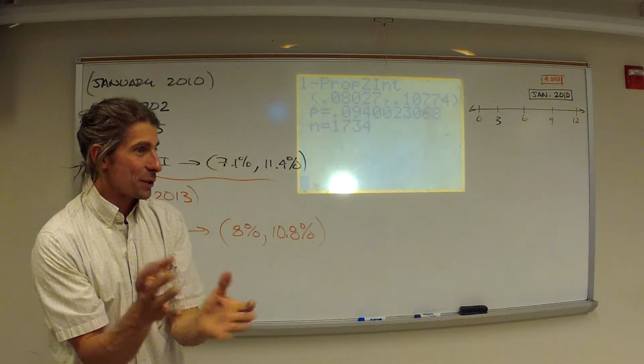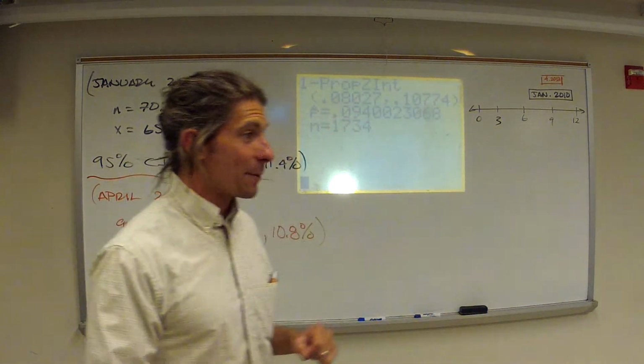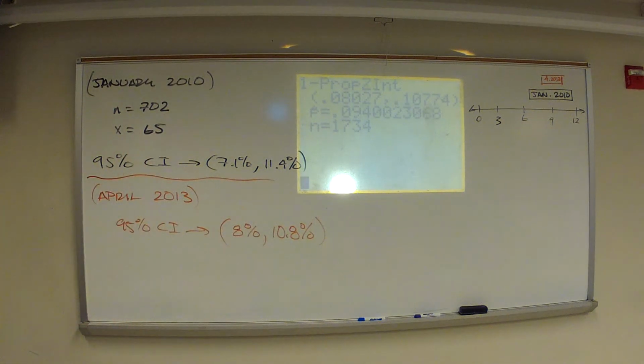In April 2013, based on my random sample, I am 95% confident that between 8 and 10.8% of homes are in foreclosure. So, could we make the claim that there is a different number of houses in foreclosure now than there were in 2010? No, because it looks like we can't tell. Could there be a lower percentage rate now than in 2010? Yes. Could there be a higher rate now than in 2010? Yes. Could it be the same rate now as in 2010?